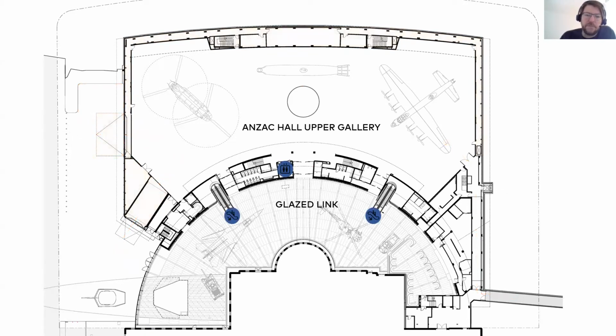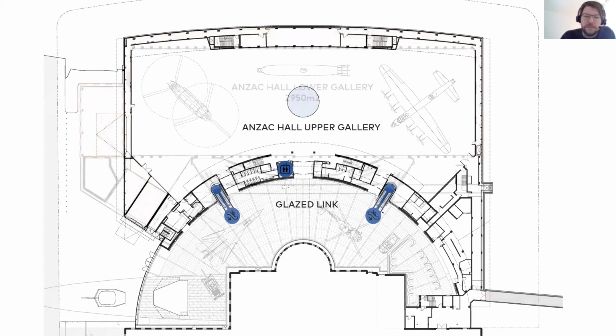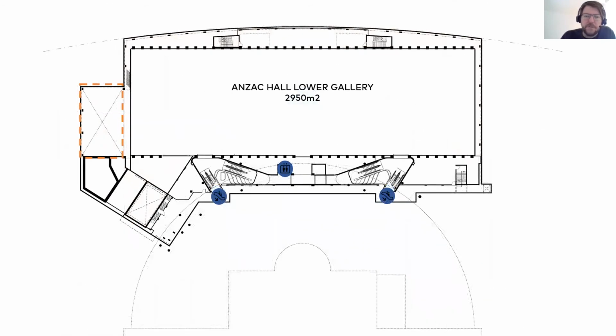And now moving from the Anzac Hall down to the lower gallery, there's three avenues that you can take. There's the lift on the central axis, and then either side of that, there's an east and west portal, which takes you through a journey down the escalators. And of course, that aperture in the center of the Anzac Hall provides a visual connection down to the lower gallery.